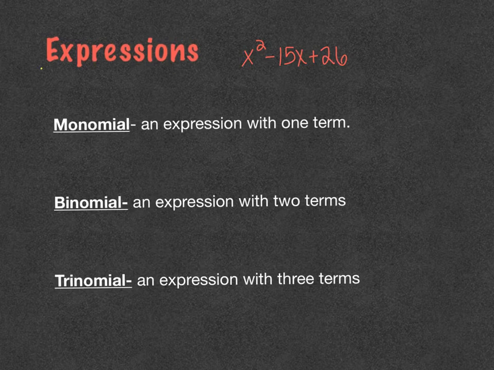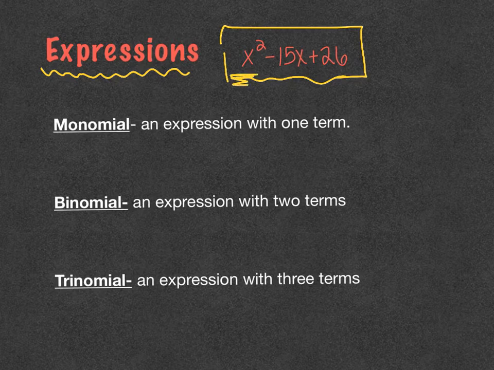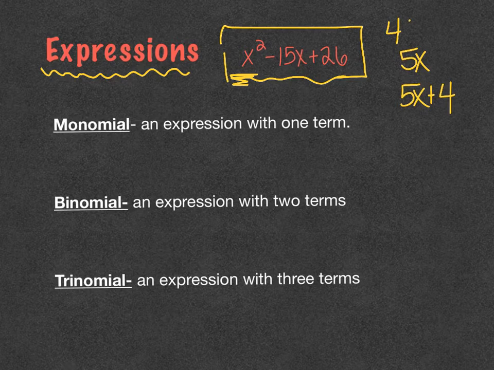So first thing, when we work in math, there are things called expressions. An expression is basically just like a math sentence without an equal sign. So this is an expression. This is actually called a quadratic expression, this one up here, because it's got this x squared term. But this is an expression. 5x, that's an expression. 5x plus 4, that's an expression. 4 plus 3, those are all expressions. So basically a little math sentence without an equal sign.